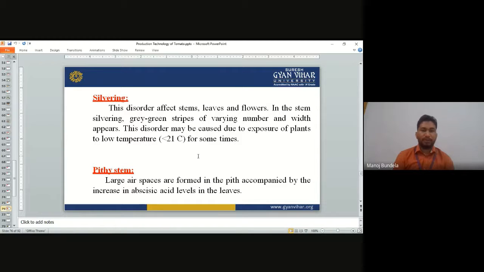Pithy stem: large air spaces are formed in the pith, accompanied by an increase in the abscisic acid level in the leaves.